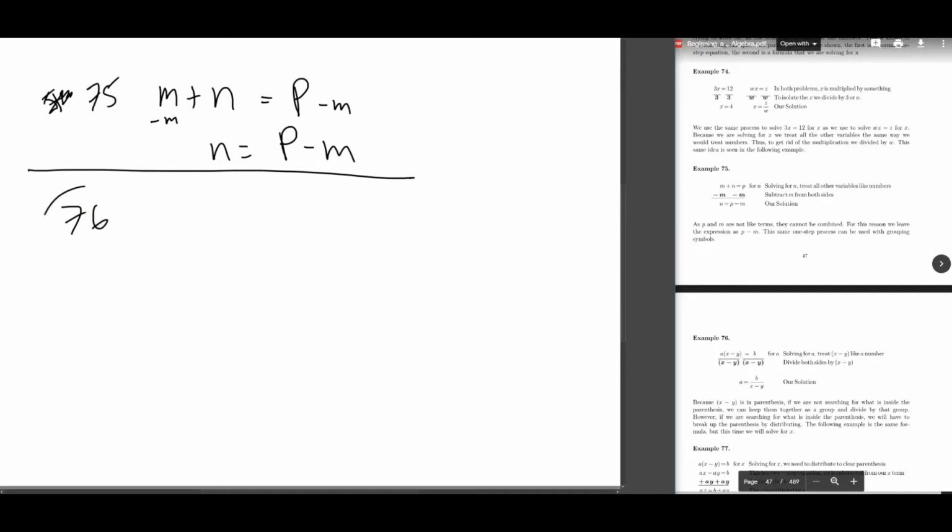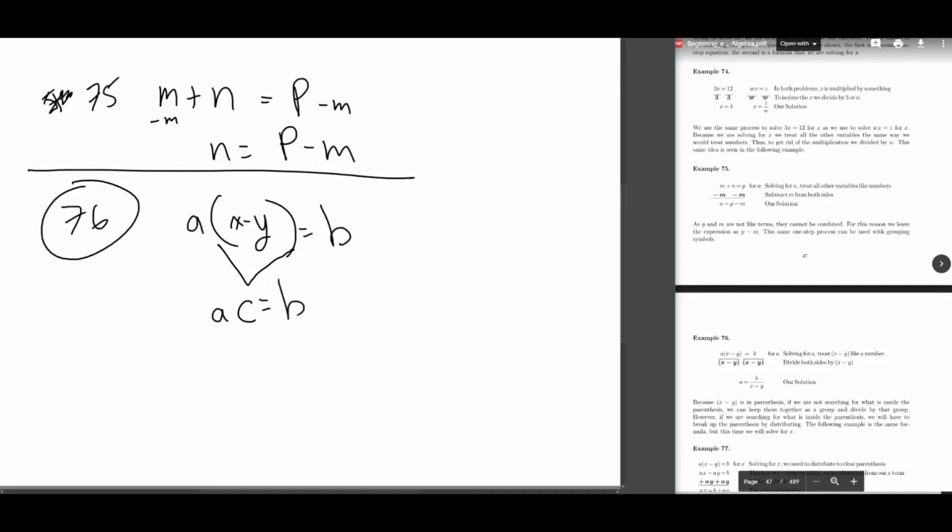That one was pretty easy. Number 76 is a little bit harder. Anytime you see something in brackets, algebraically, you can treat it as if it were a number. So a multiplied by (x minus y) equals b. If we want to solve for a, let's look at it differently. Let's say this thing were c, so it would be a times c instead of a times open bracket x minus y close bracket. Let's just call that thing in brackets c.